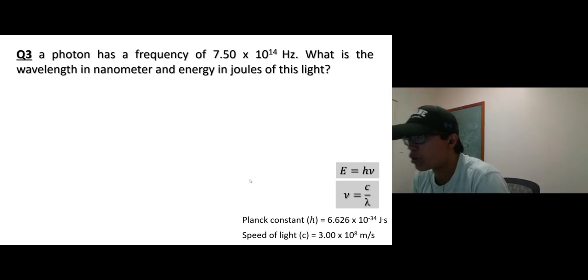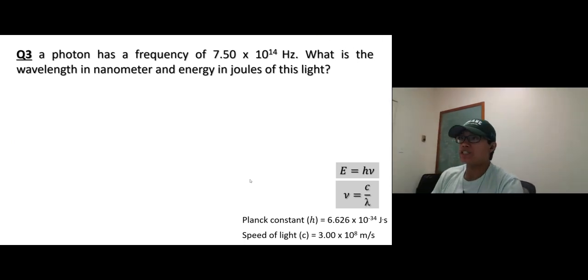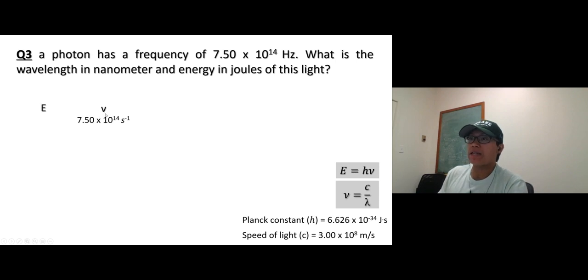So pause the video, do it on your own first, and when you're done, check with me. A photon has a frequency of that hertz. What is the wavelength in nanometers and the energy in joules? All right, so we have the frequency. Well, easy. From the frequency, you can find both the energy and the wavelength. To find energy, we just use that equation, which relates the energy and the frequency. And from the frequency, you can find the wavelength using that equation.